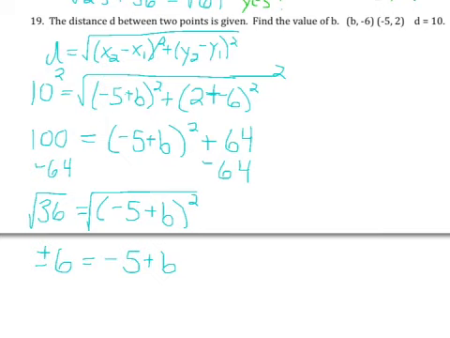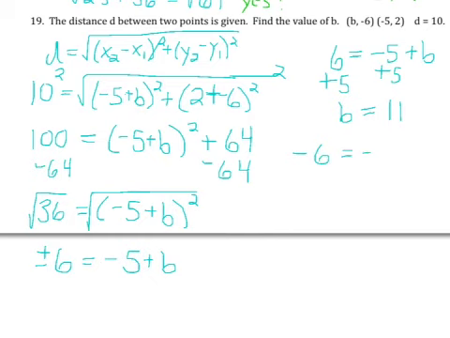The first one is positive 6 equals -5 plus b. So if we add 5 to both sides, b will equal 11. And the next one is -6 equals -5 plus b. So if I add 5 to both sides, b equals -1. So we have two answers for b. b equals 11 and -1.